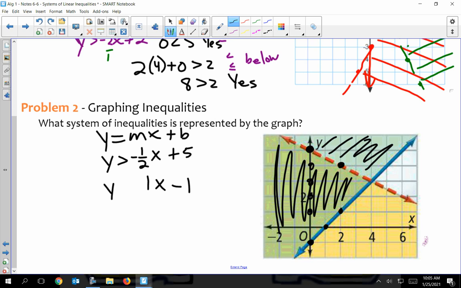Now I have to look at how I shade this. I think I'm shading above it. I think green's a little bit darker than yellow. So I think I'm shading above it, but it would be equal to because it's solid.